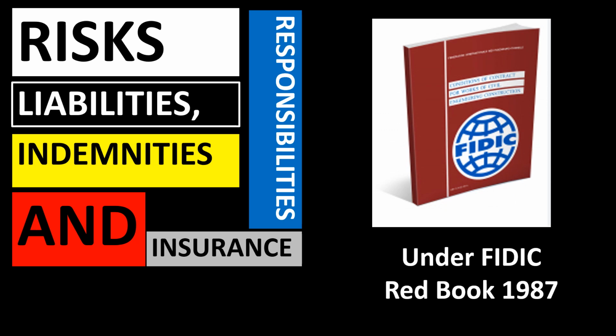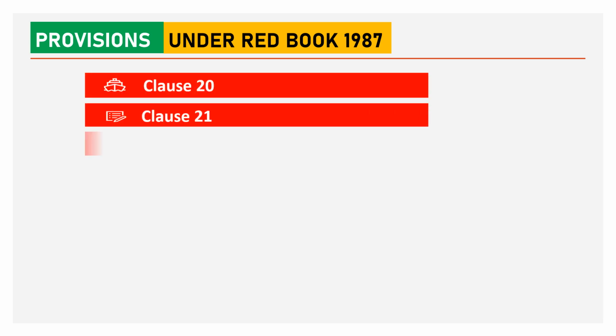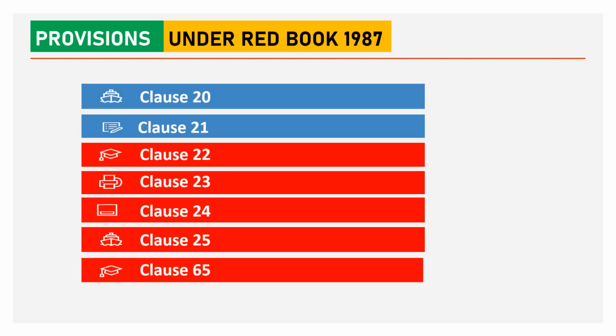We were discussing risk, liabilities, indemnities, responsibilities, and insurance under Red Book FIDIC 1987 version. As discussed earlier, there are 7 provisions under Red Book 1987 version regarding subject matter. We have already discussed clause 20 and 21. Today we will discuss clause 22, which is related to damage to third party, persons and property.